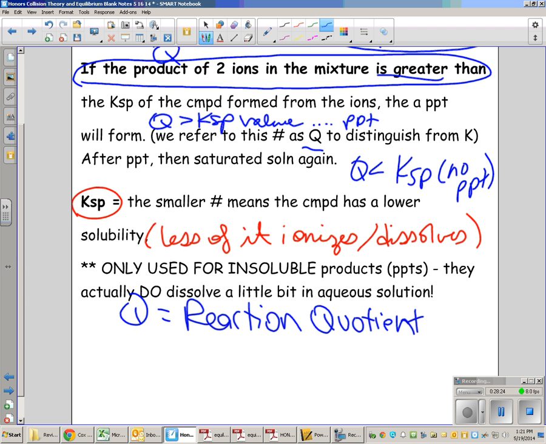Okay, can I go to the next page? I'm trying to make sure we get this, because I feel like these are sometimes the harder parts of equilibrium. The Ka and Kb, once you get the hang of it, it's not so hard, because you're just doing the same type of problem over and over again. These are just a little different.